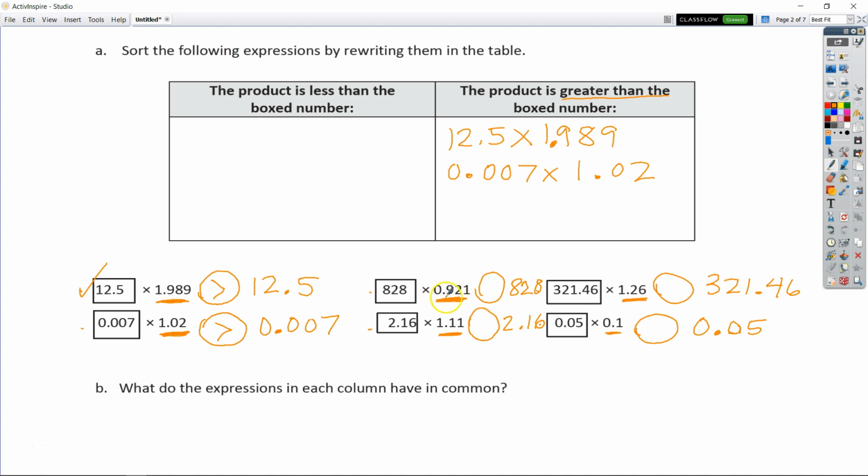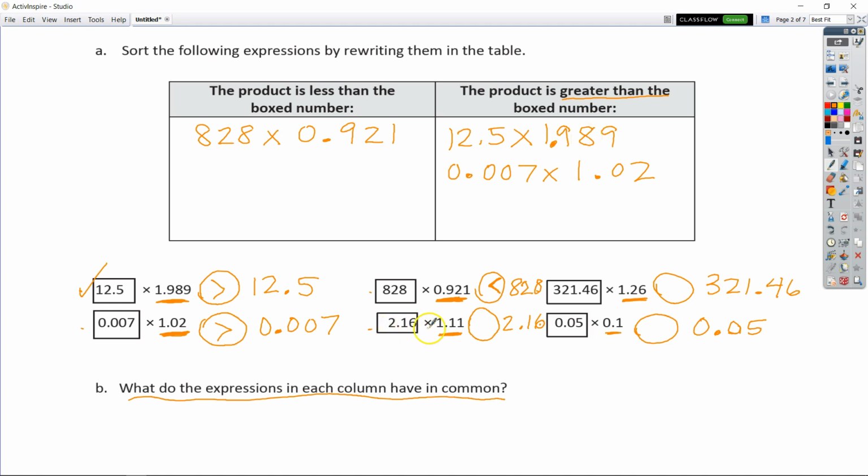All right, let's take a look at this. Is this number here 0 and 921 thousandths? That's less than 1, so when I multiply it by 828, it's going to be less than 828, so it's going to go on this side. 828 times 0 and 921 thousandths. And if you notice, when part B is asking us what do they have in common, pay attention to the pattern here.